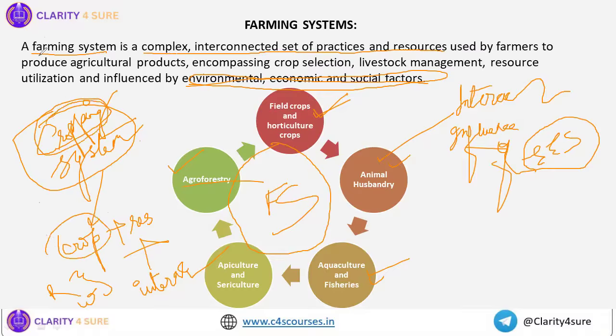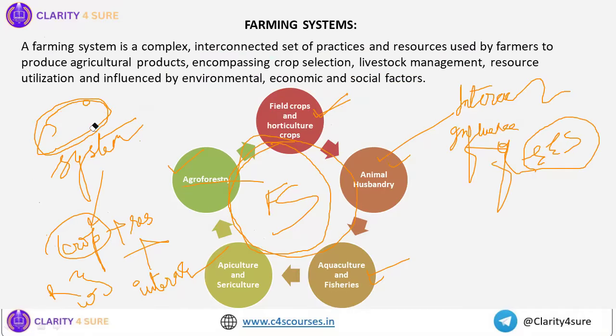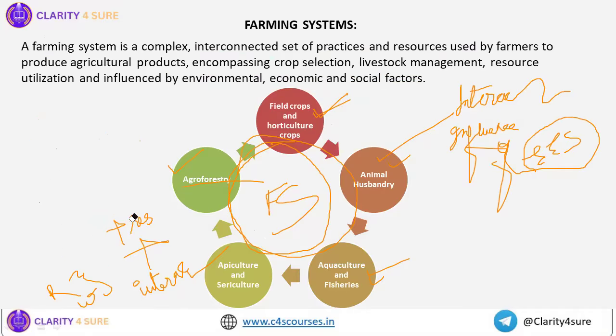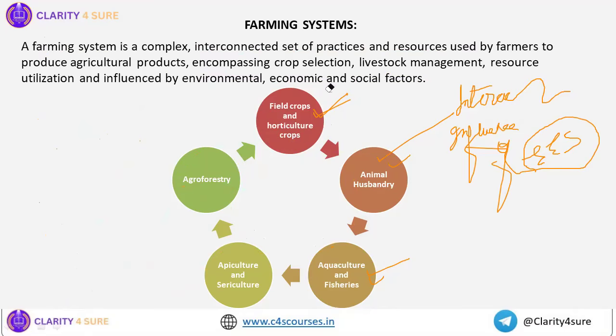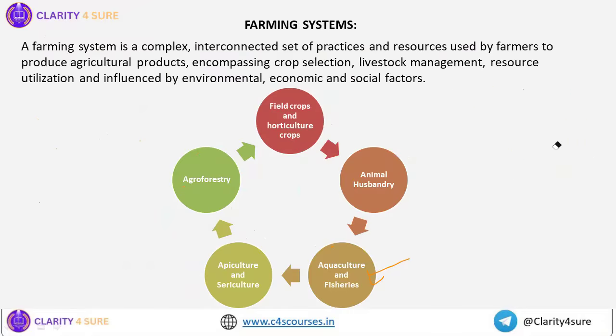But when we say farming system, farming system will have lots of components. Like these are the components which are there in the farming system. Okay, so that is what you will see. What is a farming system? So farming system is nothing but a complex interconnected set of practices and resources. So what are the components which may be there in a farming system? That is the field crops, okay, the horticultural crops, then animal husbandry, fisheries, we have apiculture, sericulture, agroforestry, all these things, and whatever resources are already there in the farm, the interaction among those resources, plus the influence of environment, economic, and social factors.